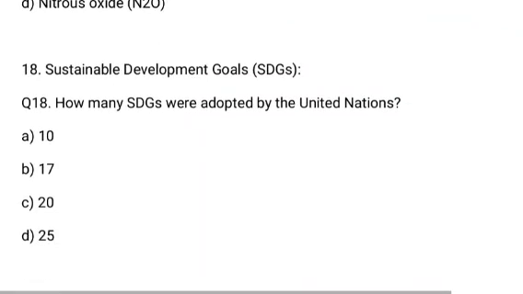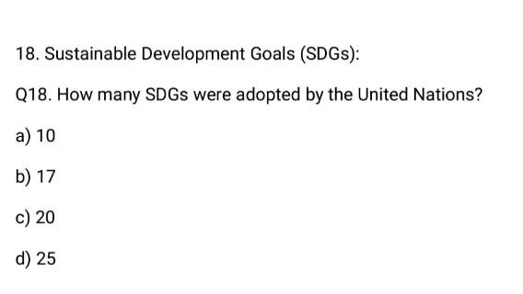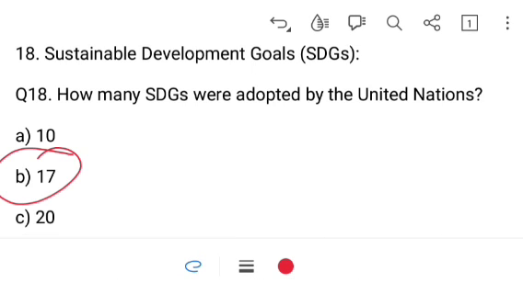Next is 18. It is related to Sustainable Development Goals as prescribed in the syllabus, SDGs in short. How many SDGs were adopted by the United Nations? 10, 17, 20, 25. It will be 17.